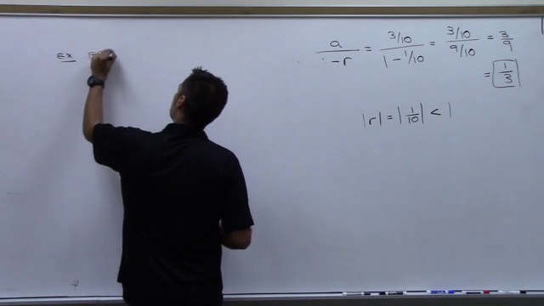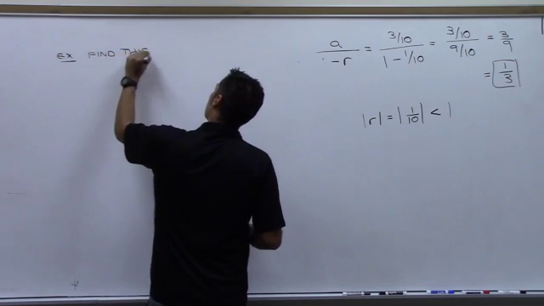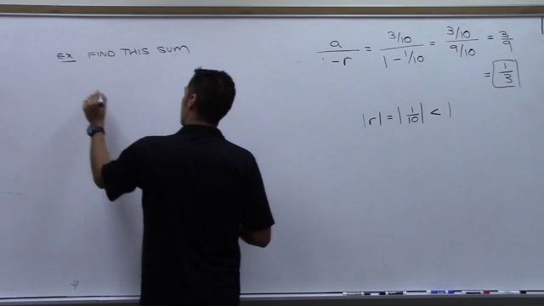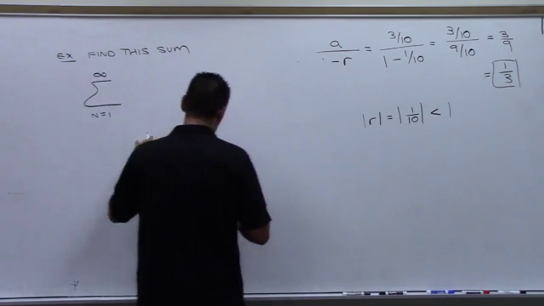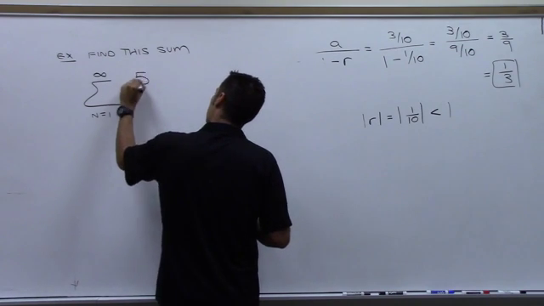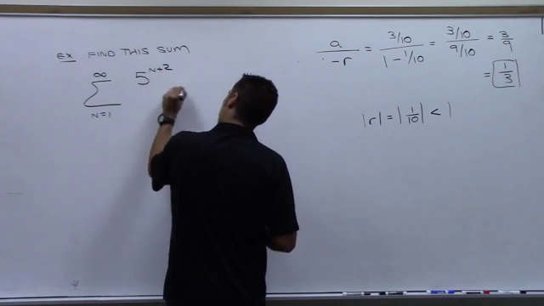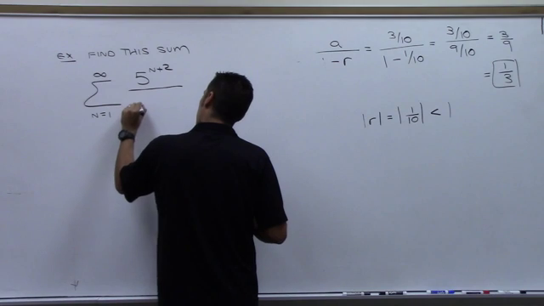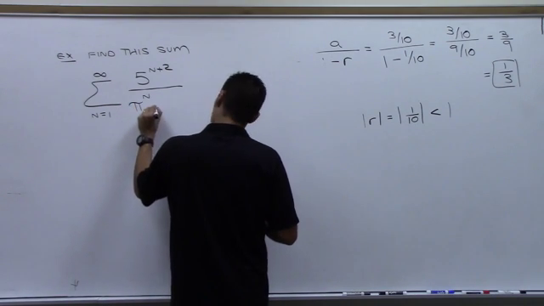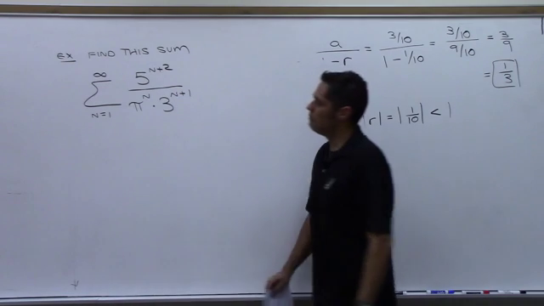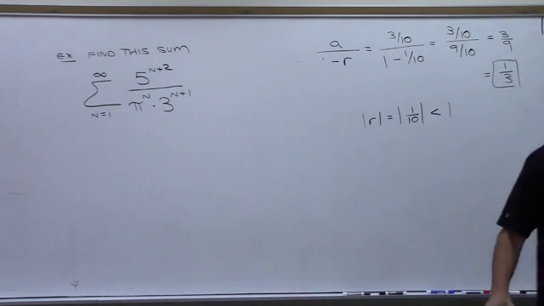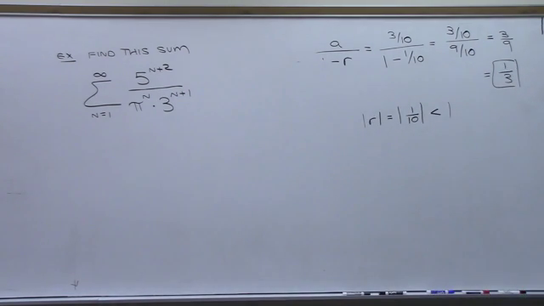Find this sum. Sum n equals 1 to infinity of 5 to the n plus 2 over pi to the n times 3 to the n plus 1. I'm throwing you right into the fire here.